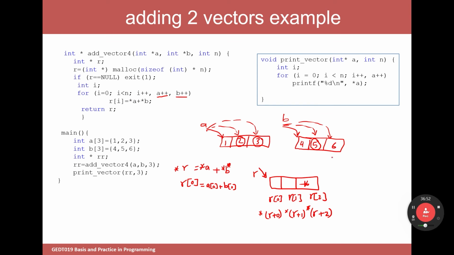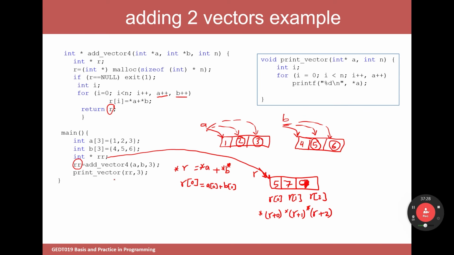The value of pointer B is this one, so this one will go to R2. The result vector will return back, and this result vector will go here. Now RR is pointing to the new one, which will be equal to 5, this one equal to 7, and this one equal to 9. So this is how this one is working.